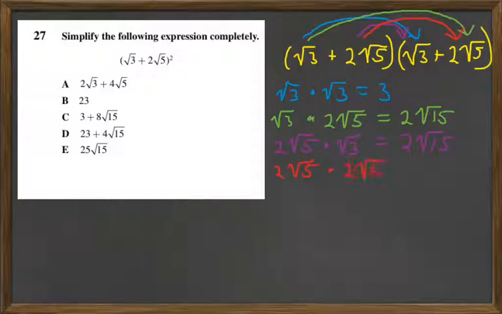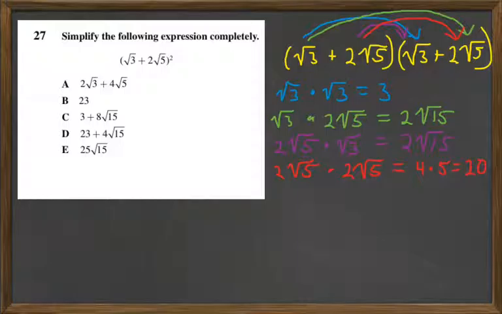And then we have last, which is 2 square root of 5 times 2 square root of 5. Well, the square root of 5 times itself ends up being just 5, and then 2 times 2 is 4. So we have 4 times 5, and that equals 20.